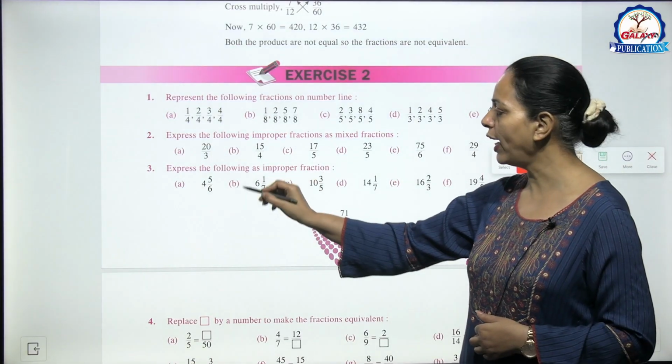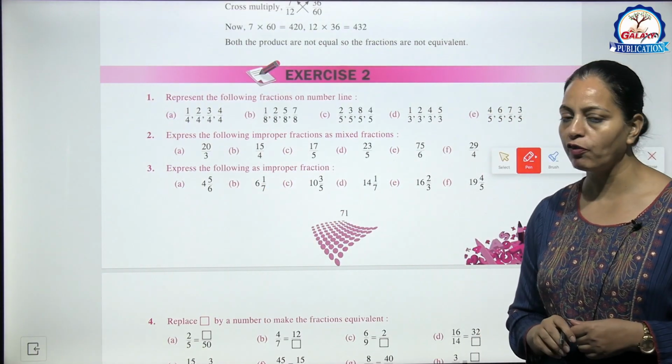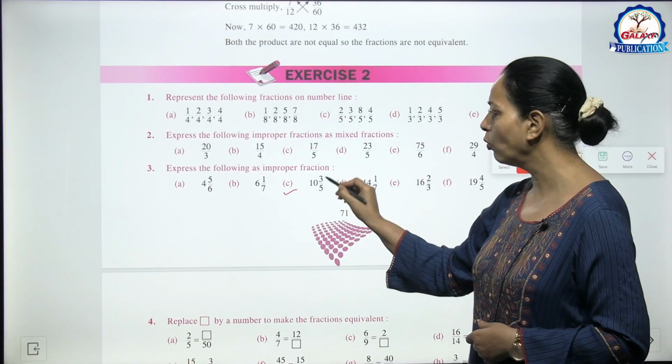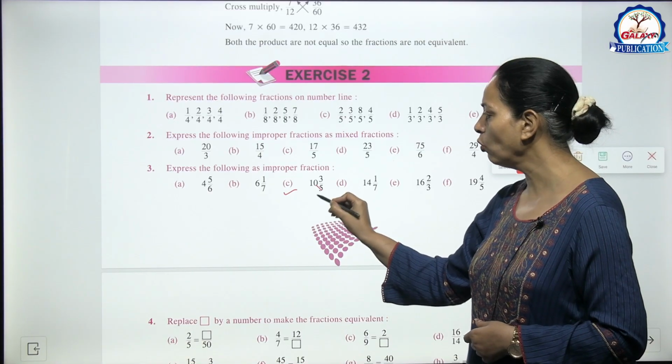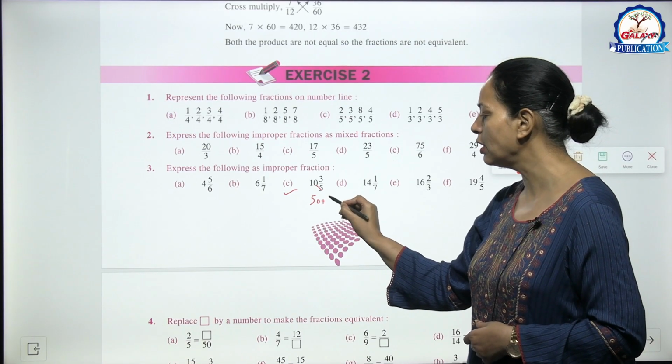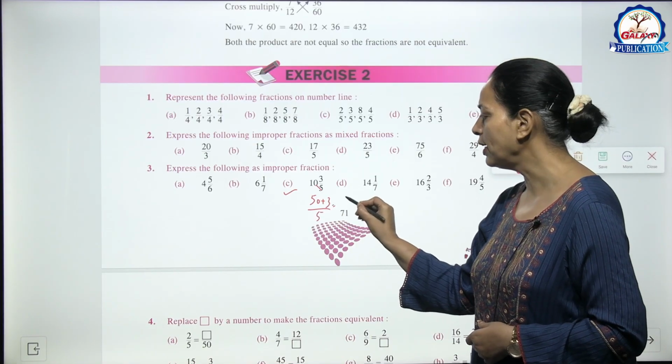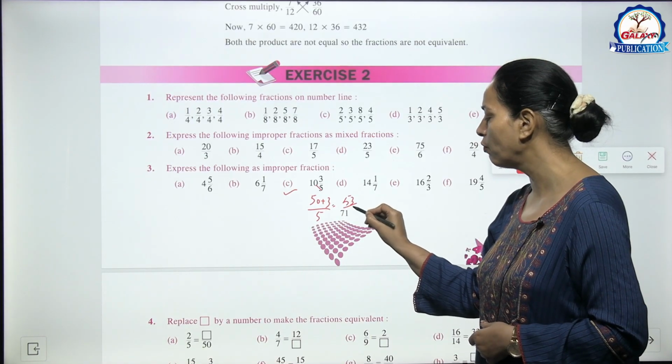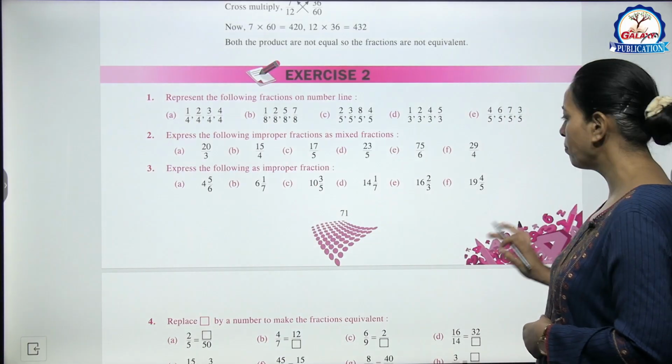Now question number 3, express the following as improper fraction, like C part 10 whole 3 by 5. So 10 into 5, 50 plus 3 upon 5 means 53 upon 5. So you can try remaining parts.